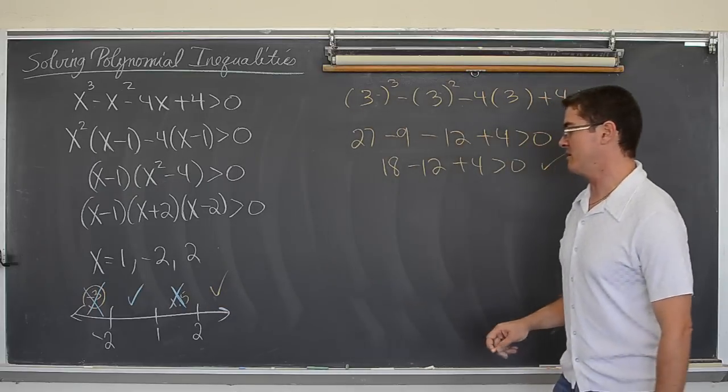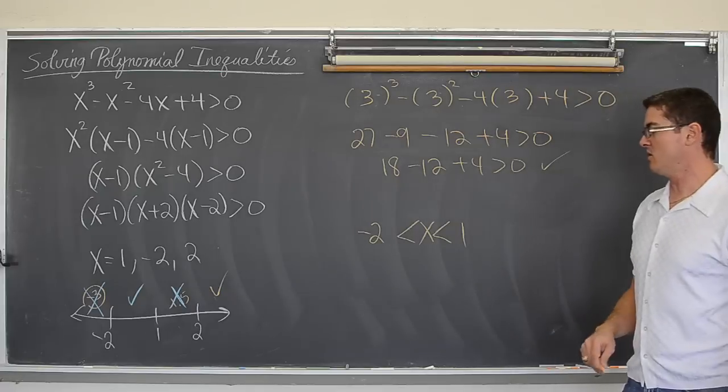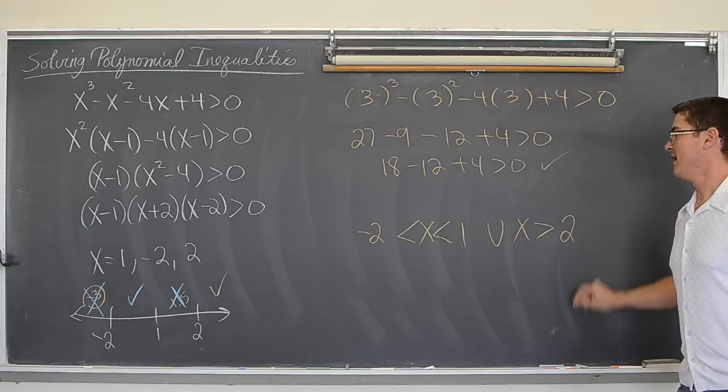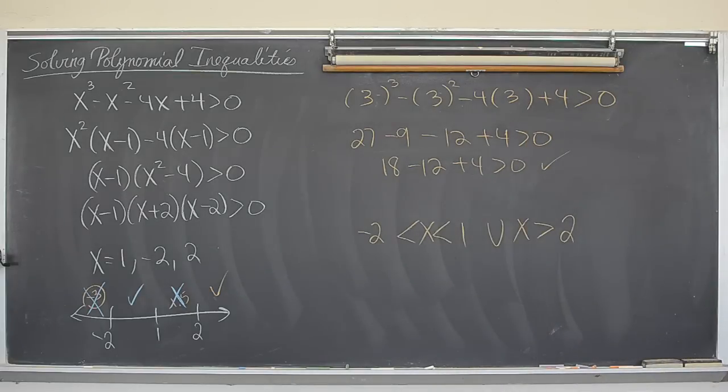So my final answer is going to be x has to be greater than or equal to negative 2 and less than 1, or x can be greater than 2, and I'm out of time, and thank you very much. Woo! Solving polynomial inequalities.